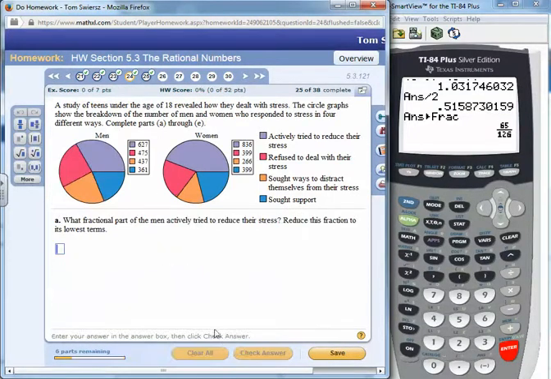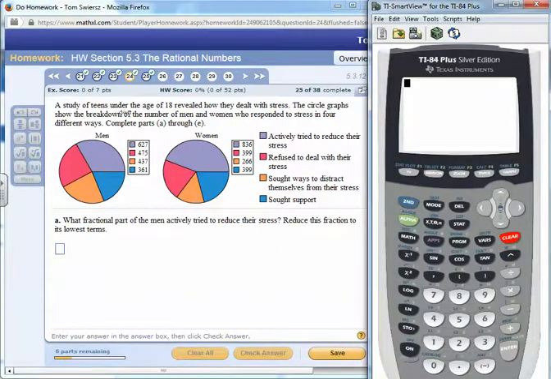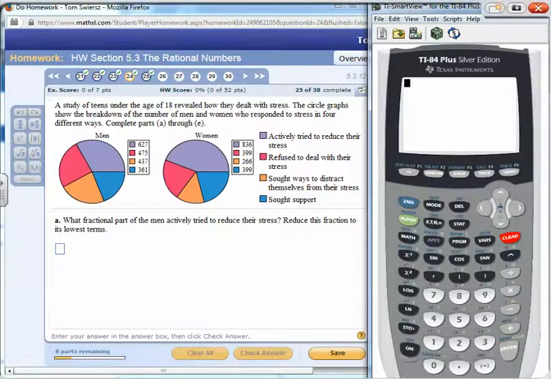Okay, let's look at number 24. A study of teens under the age of 18 revealed how they dealt with stress. The circle graph showed the number of men and women who responded to stress in 4 different ways. Complete parts A through E. What fractional part of the men tried to reduce their stress? Okay, actively reduce their stress is purple, right? So for the men, purple is 627.